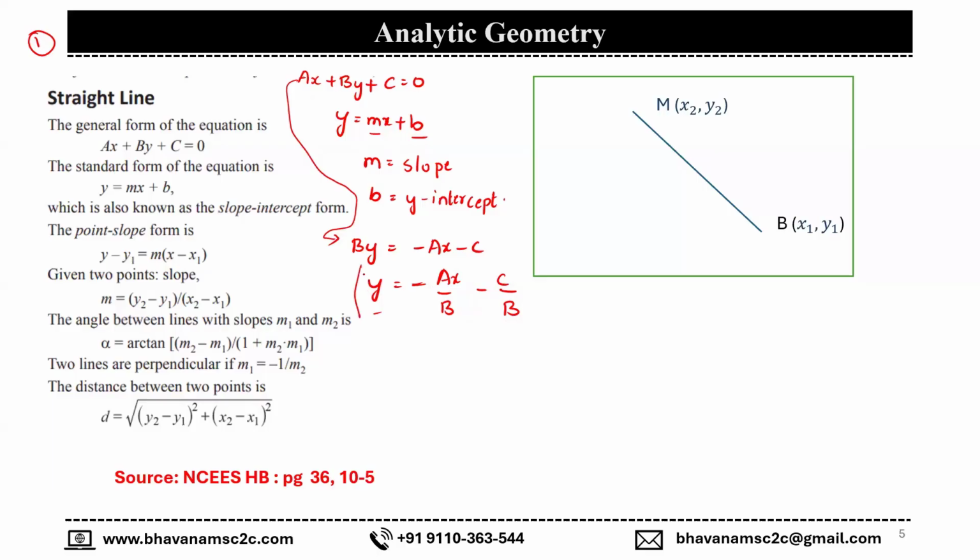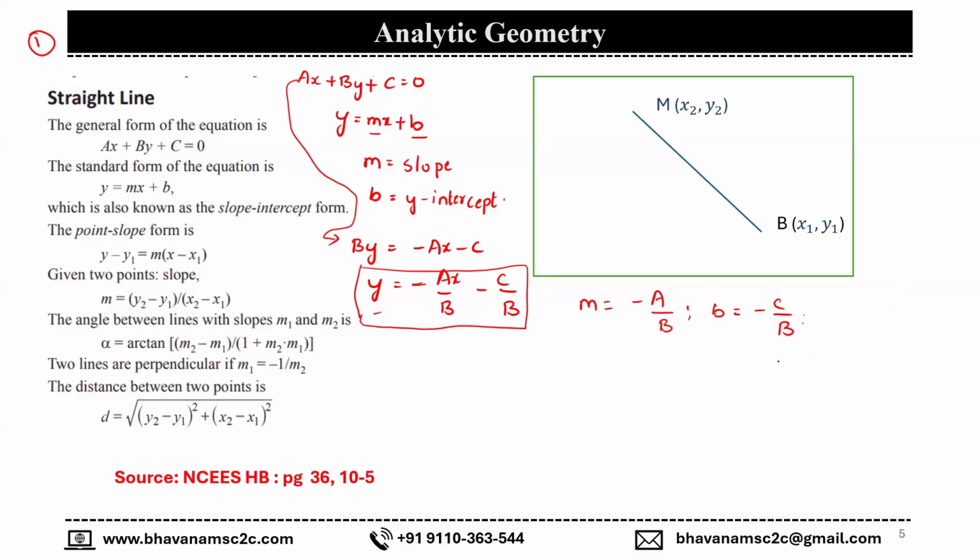So in this particular form of equation, what is the value of m? Minus a by b. Minus a by b, you are correct. And what is the value of b? Minus c by b. Small b, minus c by b. Now you got it.